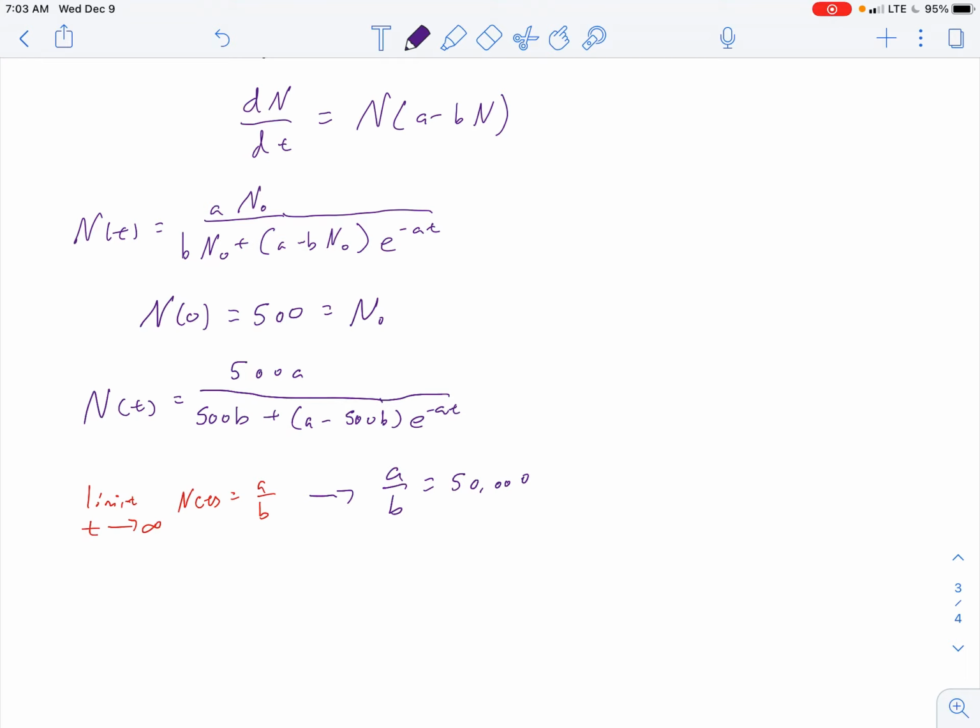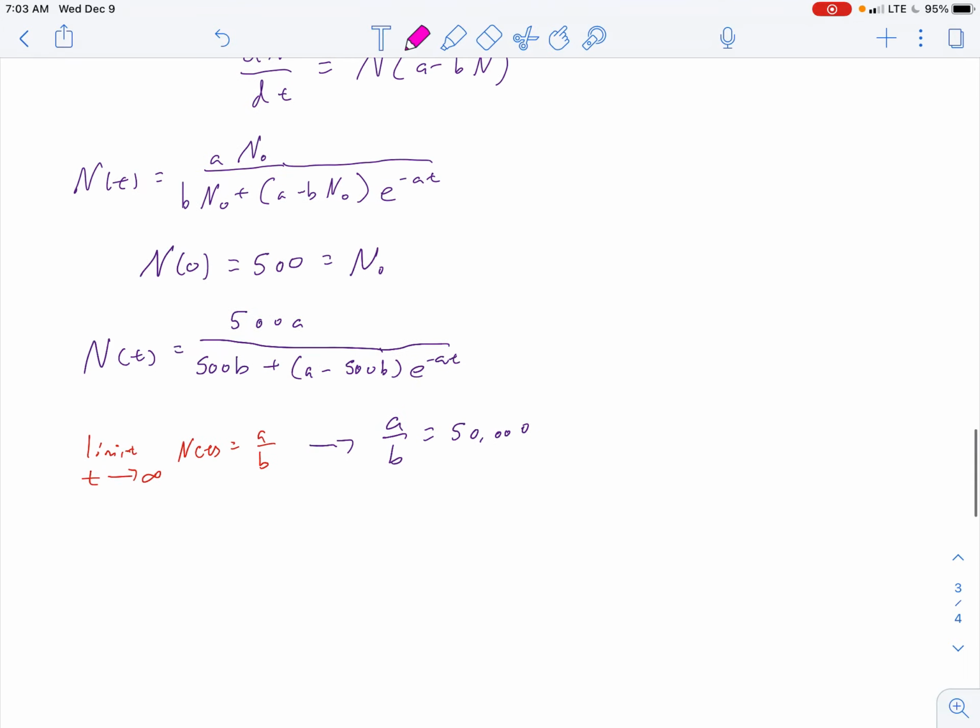One thing I want to tell you, you don't have to do it exactly the way that I am doing it right now. I just found this to be probably the fastest method, because you can see everything go out. But if you wanted to, you could say a is equal to 50,000 b, and then plug into N of 1 is equal to 1,000 and substitute 50,000 b wherever there's an a. Solve it that way, that's fine.